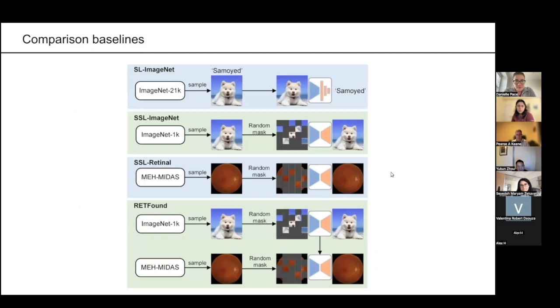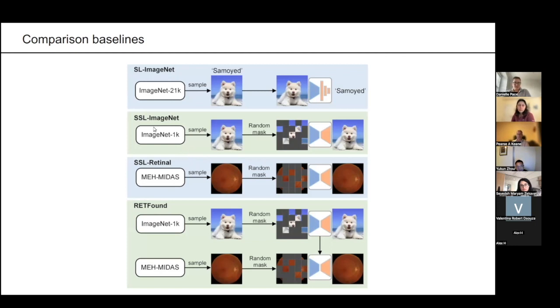So we include several comparison baselines, like the models which were pre-trained with supervised learning on the ImageNet 21K, which includes 14 million natural images with their category labels.